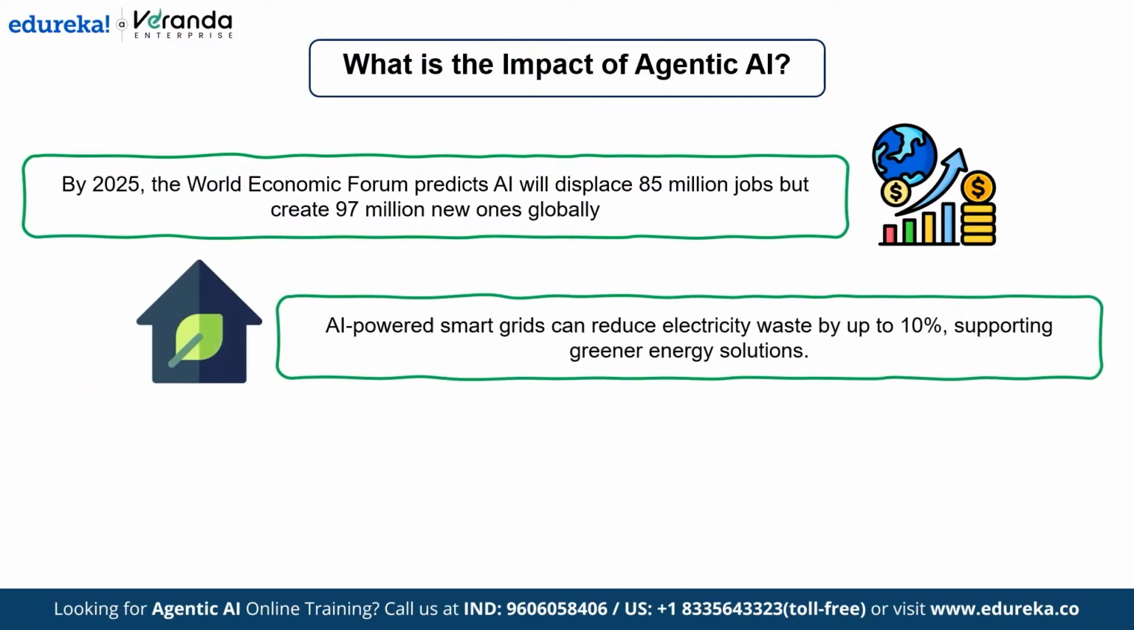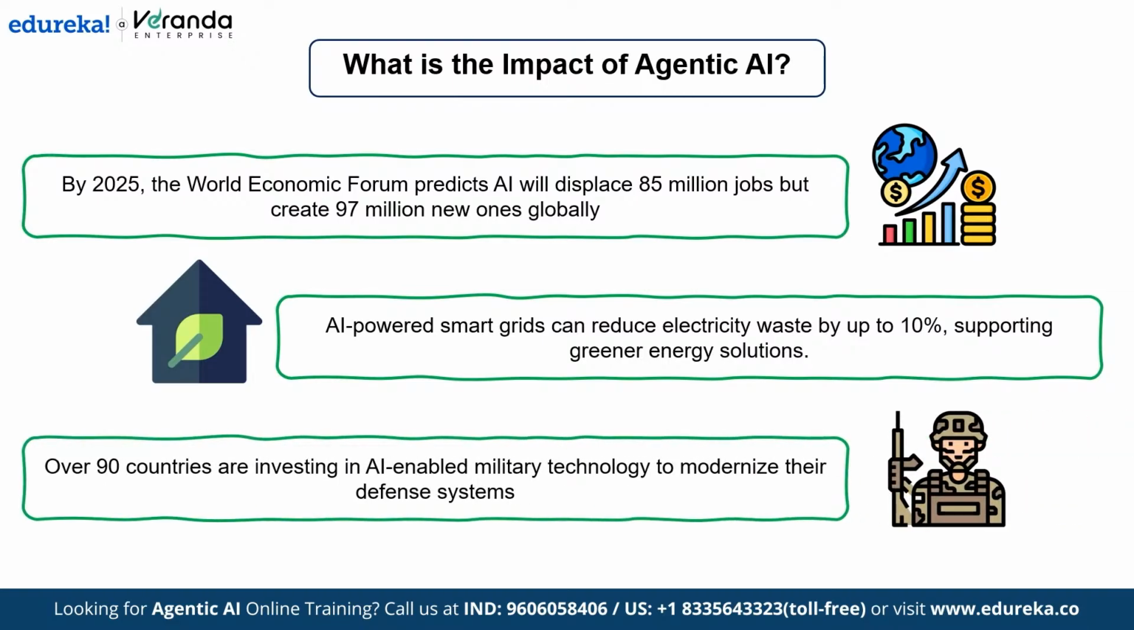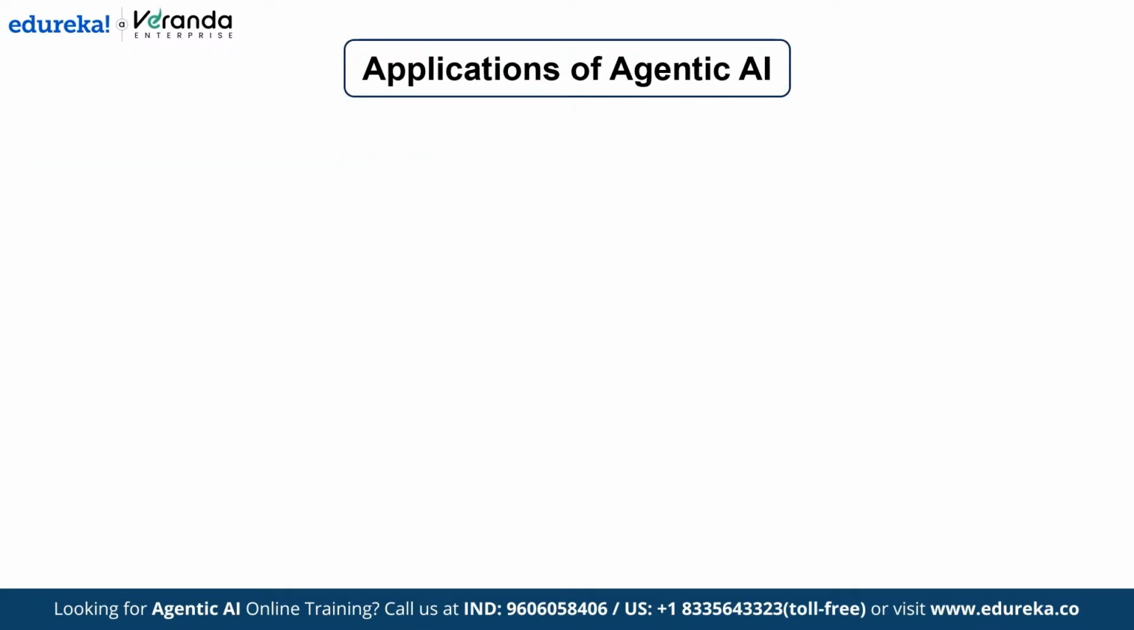And in the energy sector, AI-powered smart grids can reduce electricity waste by up to 10%, promoting greener energy solutions. Additionally, over 90 countries are investing in AI-enabled military technology to modernize their defense systems, showcasing the strategic importance of agentic AI in global security. Now, let us see the applications of agentic AI.